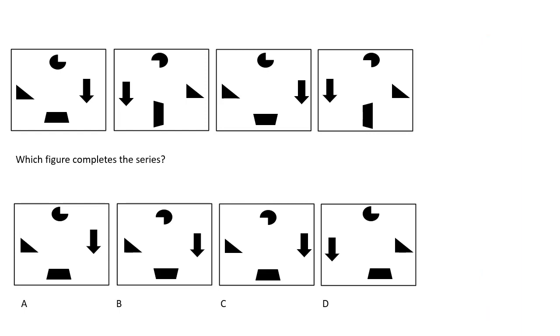Okay, so this question has 3 rules. The first is that the quadrilateral rotates 90 degrees clockwise. So we can work out that in the next figure, the quadrilateral should have its largest side pointing downwards. So we can eliminate B.